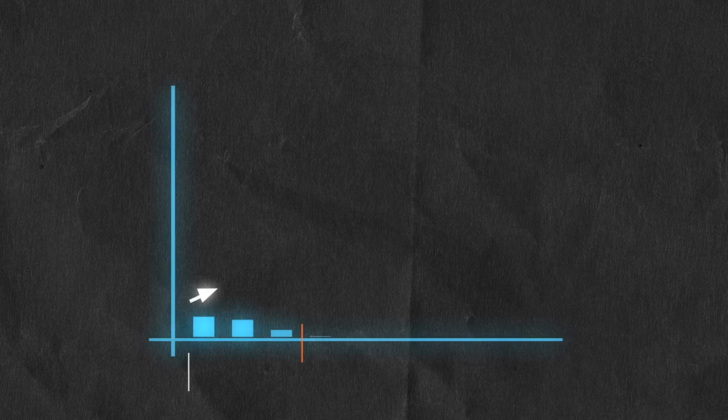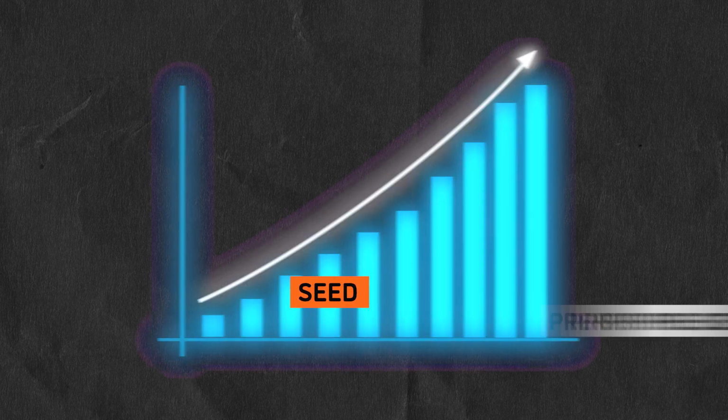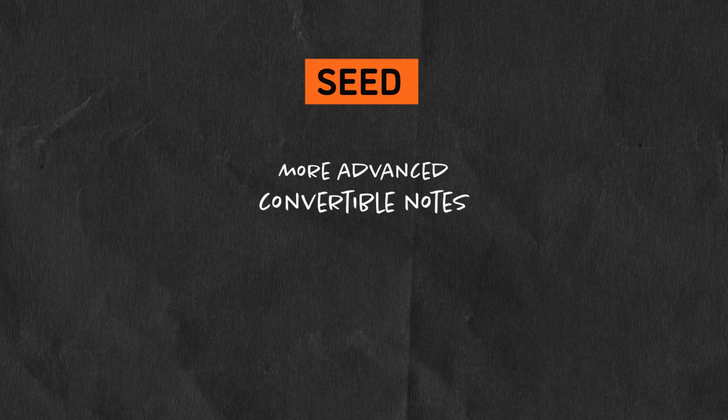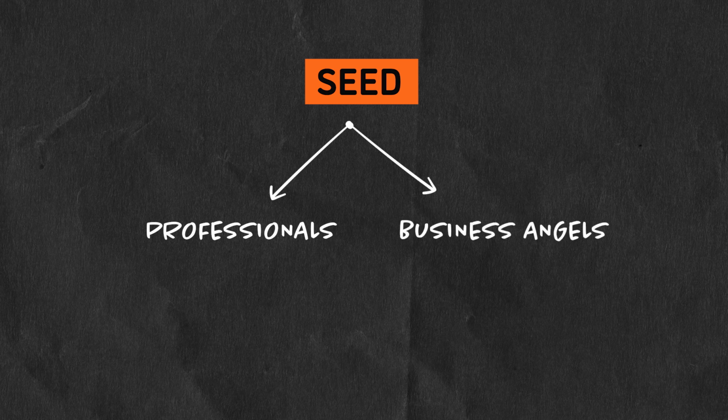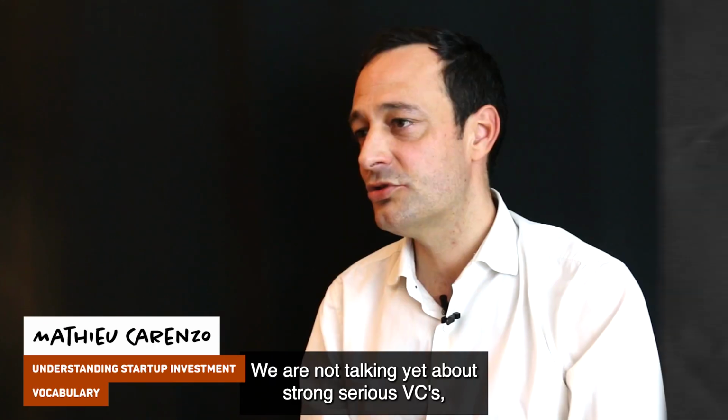Then comes the seed, which is a little bit further down the road. This is where most of the time you also put some convertible notes that we will discuss later. This is around where you have professionals, where you have business angels, but we are not talking about big bucks. We are not talking yet about strong, serious VCs.